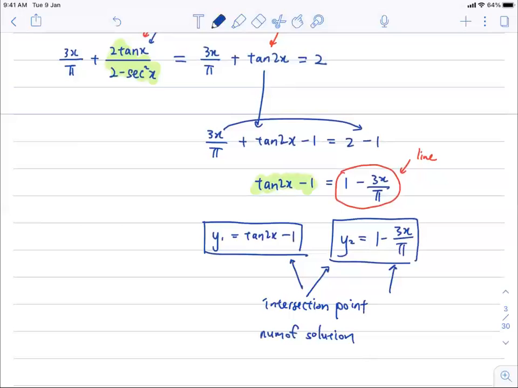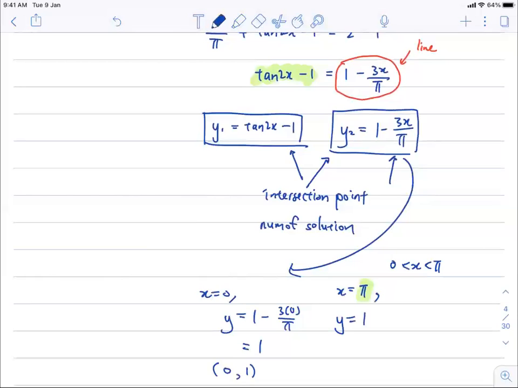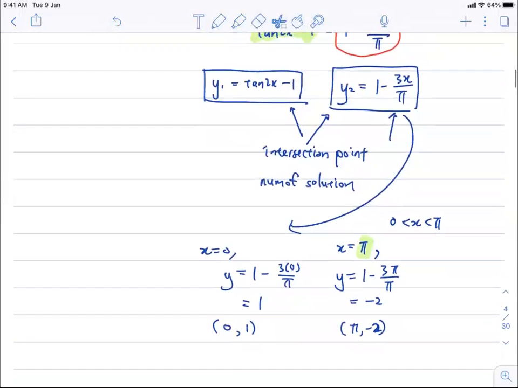Okay, so to plot a graph, we need to find points, right? So here we can set x equal to 0, y would be equal to 1 minus 3 times 0 over pi, which equals 1. So the first point of that equation is (0, 1). And then we can also set x equal to pi. Why pi? Because our graph's range is between 0 and pi, right? So x equals pi, y will be equal to 1 minus 3 pi over pi, we get -2. So the second point is (pi, -2). These are the 2 points we need in order to plot the equation.